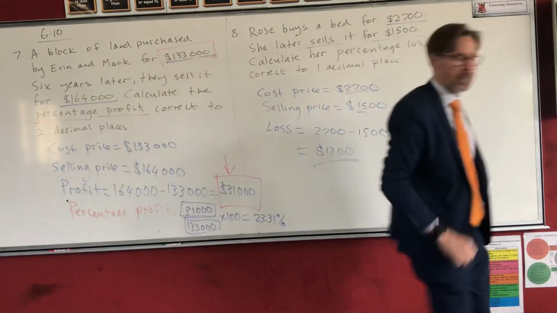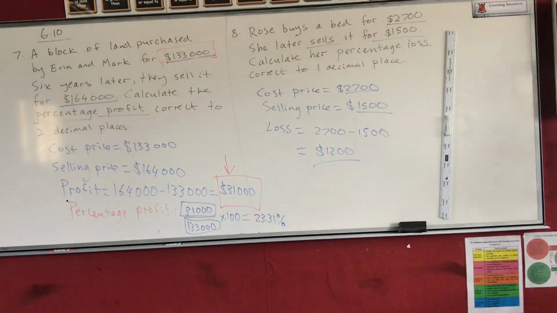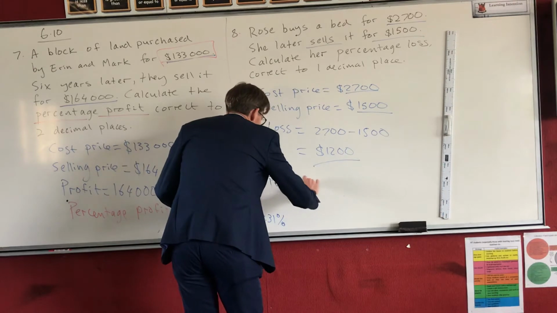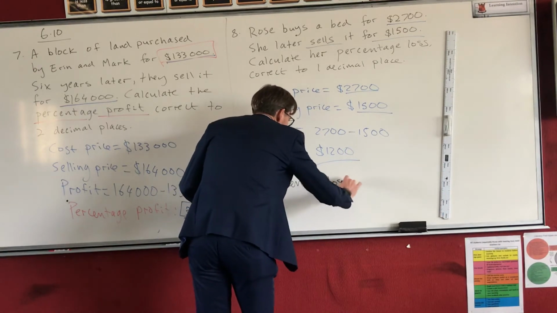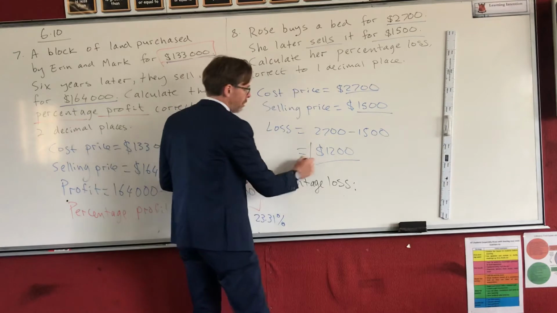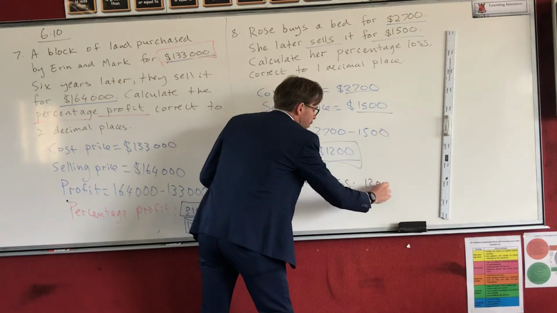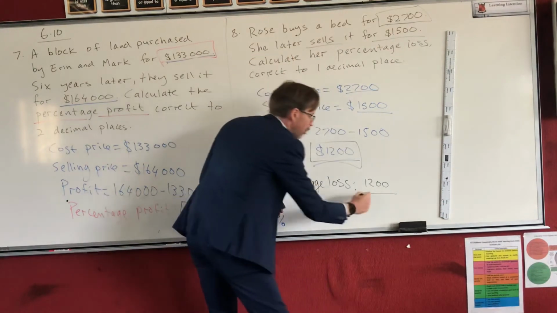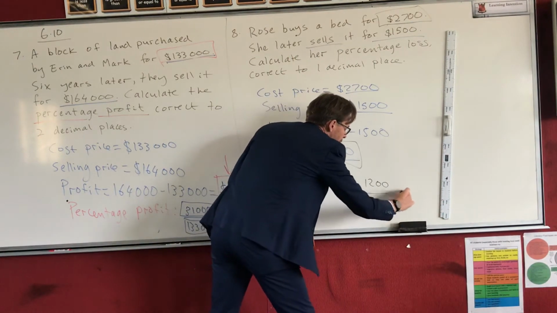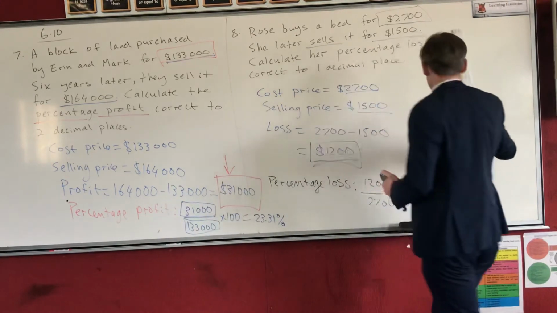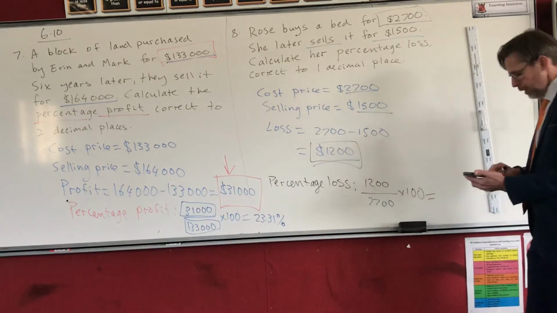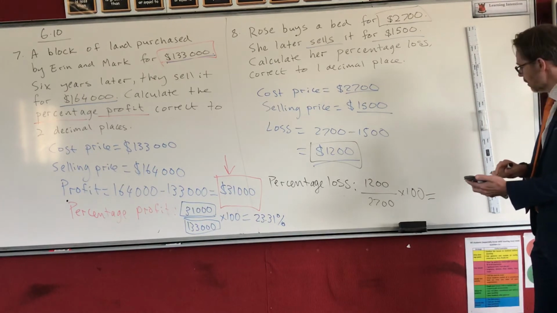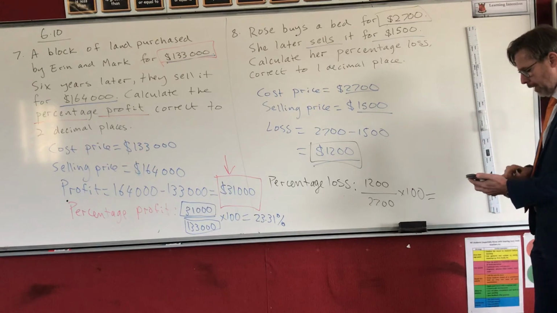Now the question says calculate the percentage loss. So let's have a look at that. Percentage loss. Alright, so they want you to take the loss, $1,200. I want you to compare it to what was bought. How much it was bought for? $2,700. Then times by 100 to get the percentage. Okay, let's work that out. 1,200. Fraction button. 2,700. multiplied by 100.